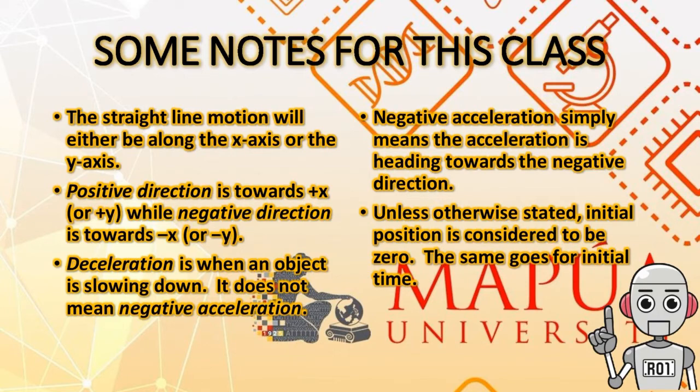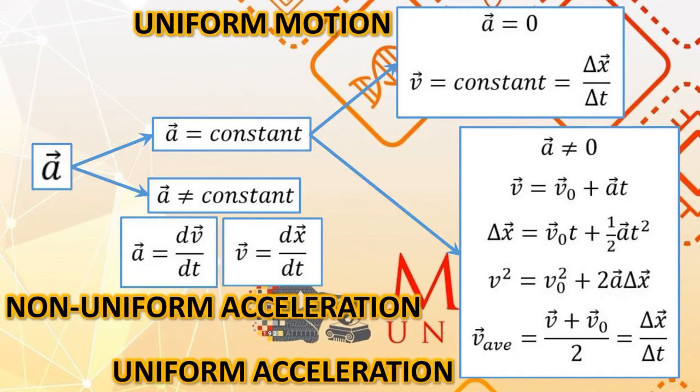Unless otherwise stated, we will consider the initial position to be the zero position, or the origin, to keep things simple. The same goes for initial time. So you would often see in our discussion that we no longer consider the value of the initial position. That's because it's taken to be zero.